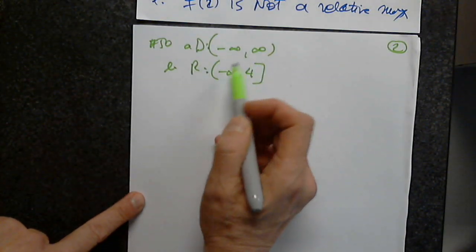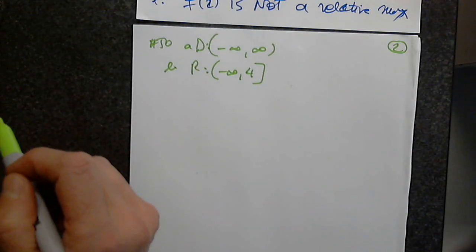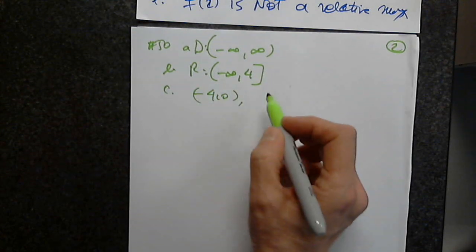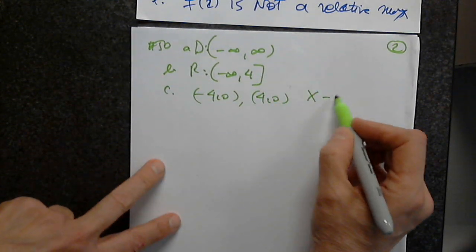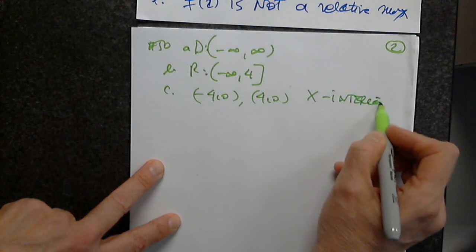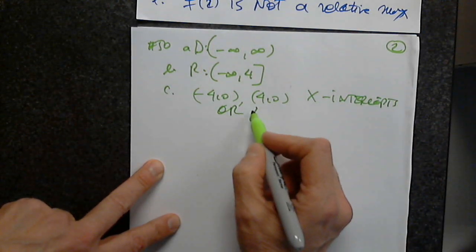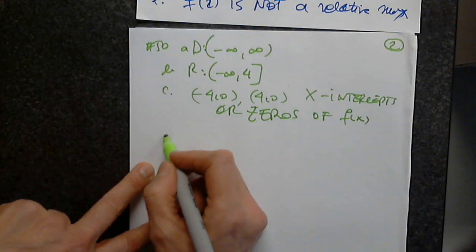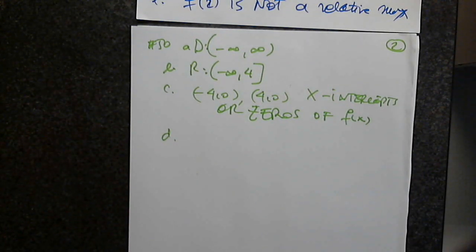So domain -infinity to infinity, range -infinity to 4. C, x-intercepts: (-4, 0) and (4, 0). X-intercepts or zeros of f of x. By the way, this problem doesn't ask us, but I'm asking you, is this a function or not? By the vertical line test it is a function. Very good.